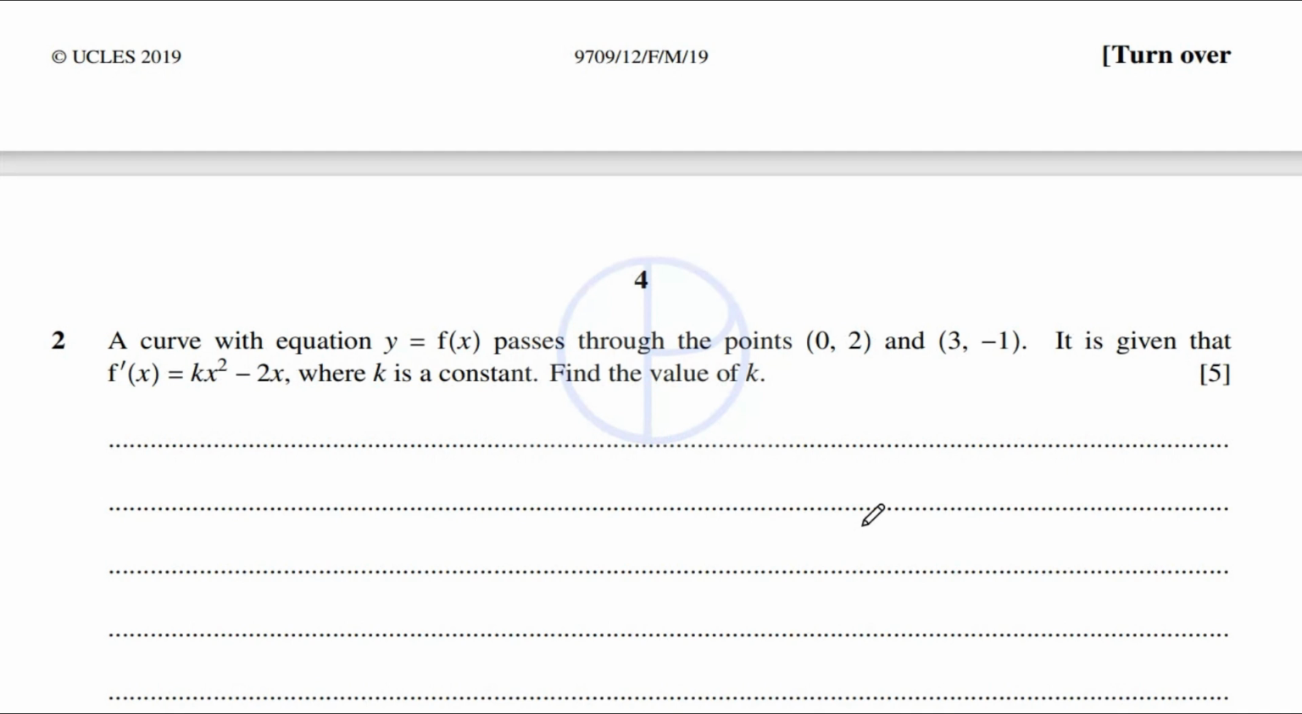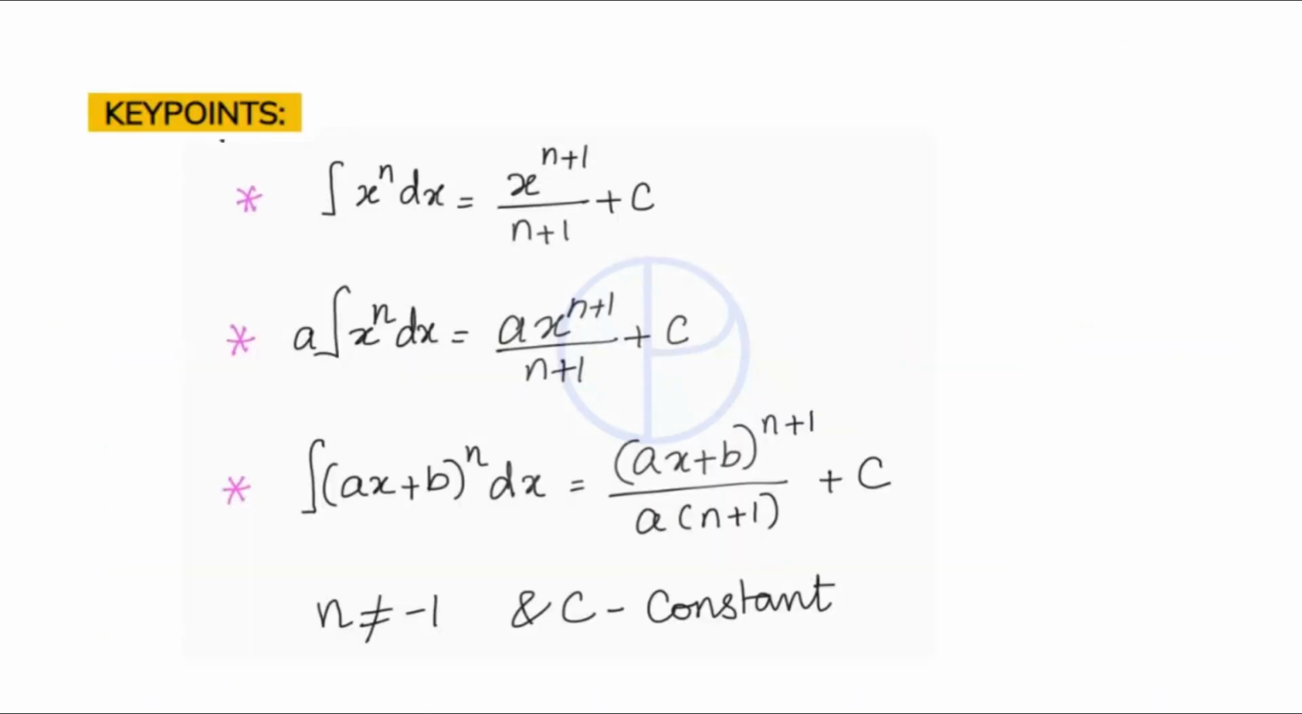The next question is: a curve with equation y equals f of x passes through the points (0, 2) and (3, negative 1). It is given that f dash of x equals kx square minus 2x, where k is a constant. Find the value of k. This is finding an equation of a curve. To solve this, we are going to use these key points.